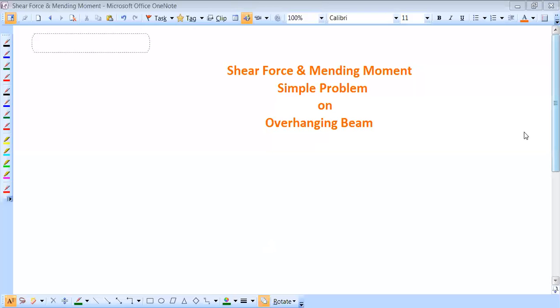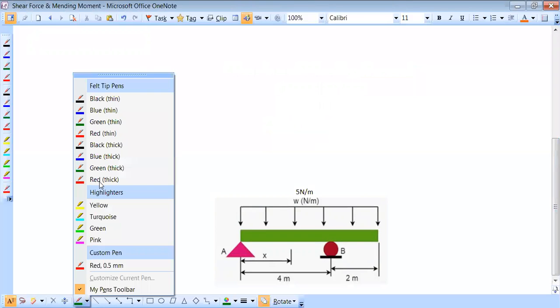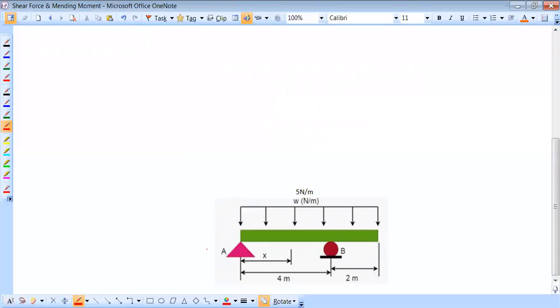Here you can see a simple problem on an overhanging beam. In the figure, the beam is supported at A and B. One is a roller support and the other is a fixed support, and this portion is the overhang. The length of the beam is equal to 6 meters, the overhanging part is 2 meters, and the intensity of the UDL load is 5 Newton per meter.